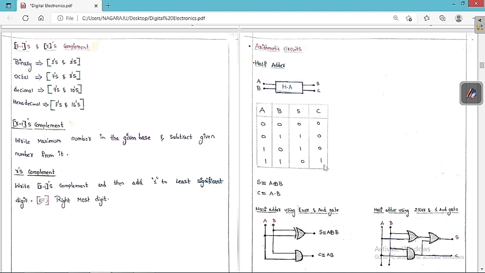So only for this case it has 1. In the remaining cases it is 0. So C is equal to A into B. Therefore S is equal to A XOR B, which is A bar B plus A B bar, and C is equal to A into B.